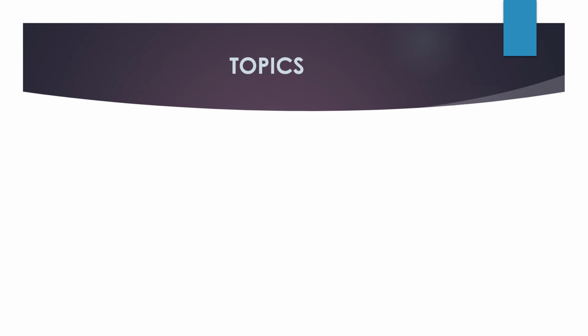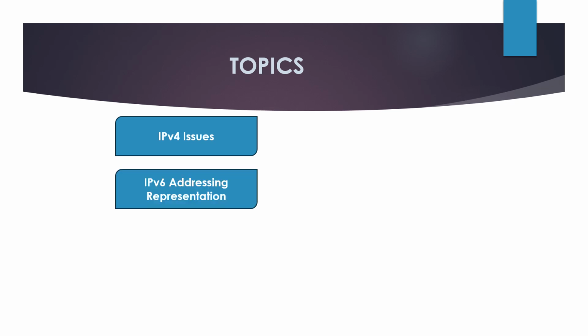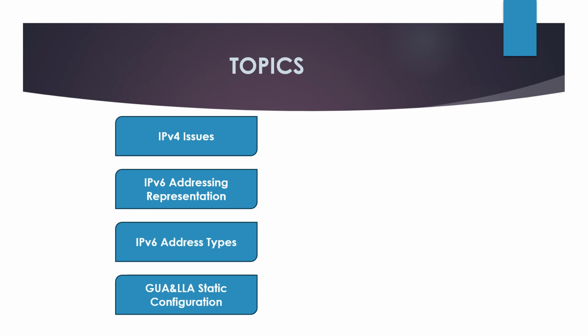The objective of this module, which is divided in three parts, is to implement an IPv6 addressing scheme. The topics that we will include in this module will be the IPv4 issues, where we will explain the need for IPv6 addressing. We will see the IPv6 address representation, where we will explain how IPv6 addresses are represented. We will see the IPv6 address types, where we will compare types of IPv6 network addresses, and we will see and explain how to configure static global unicast and link local IPv6 network addresses.